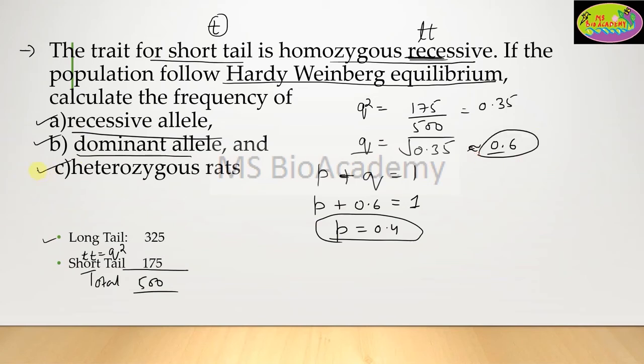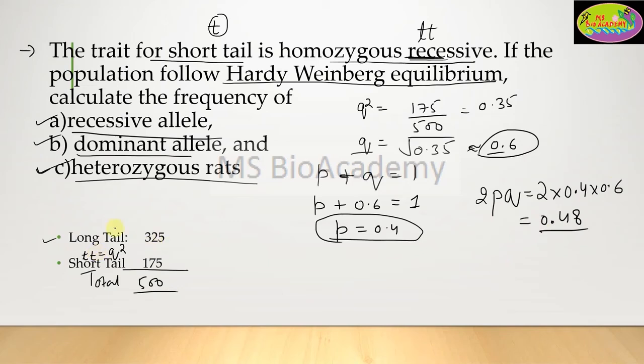Now what do we have to calculate? We have to calculate the heterozygous frequency. That is 2pq. I told you heterozygous is 2pq. Just do 2 multiplied by the value of p, 0.4, multiplied by the value of q, 0.6. It will come to 0.48, right? So that is how you are going to calculate such kind of a problem. This is also a quite easy one, right? So that is how you calculate.